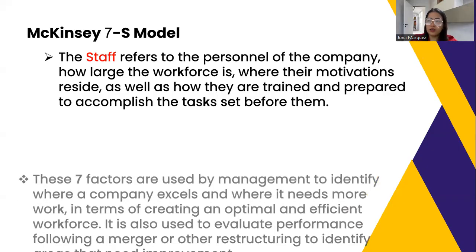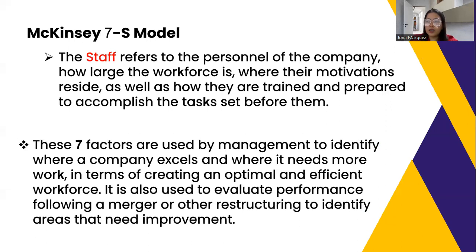Sabi dyan, these 7 factors are used by management to identify where the company excels and where it needs more work, in terms of creating an optimal and efficient workforce. So, it is also used to evaluate performance following a merger or other restructure to identify areas that need improvement.